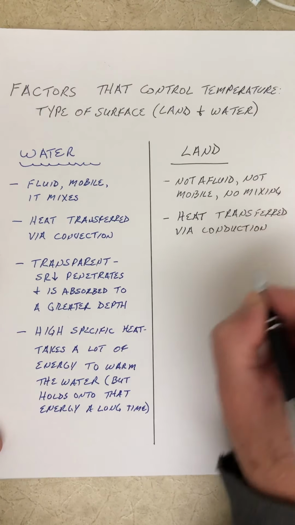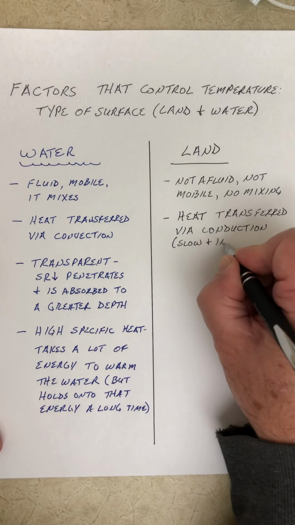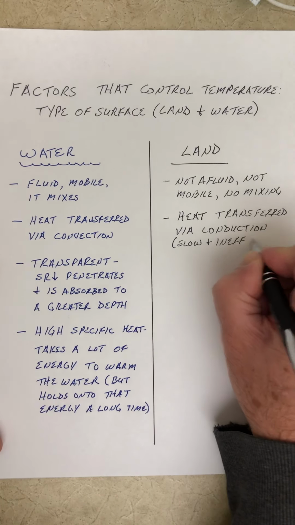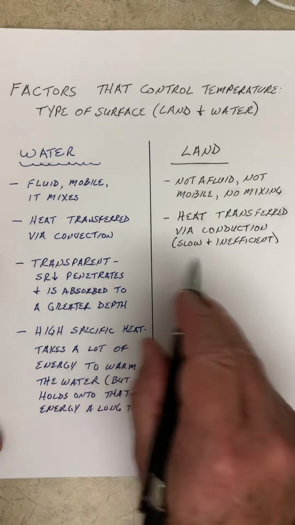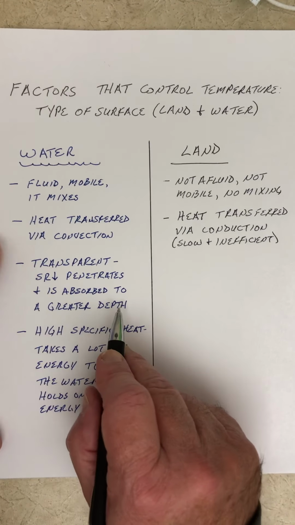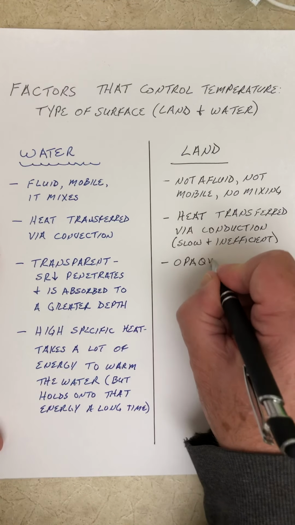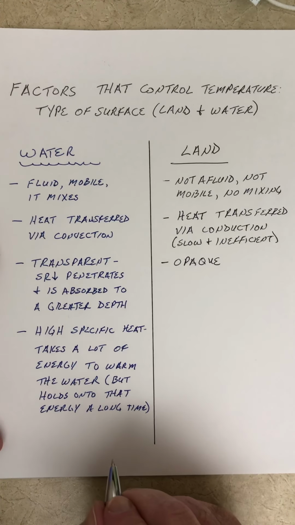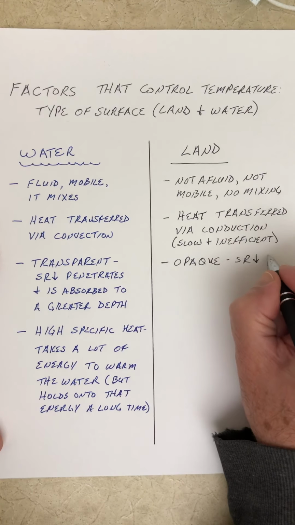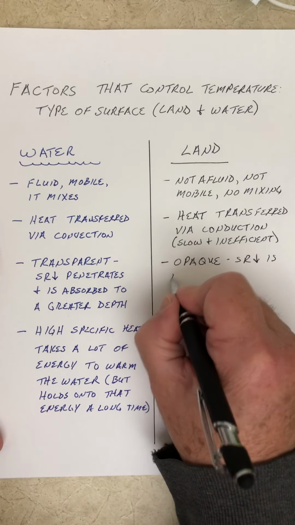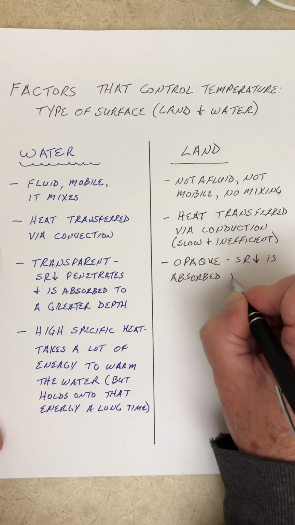So this is a pretty slow and inefficient method of transferring energy. Now, as I alluded to when we were talking about the transparency of water, land is opaque. In other words, it's not transparent. So incoming solar radiation is absorbed just at the surface.